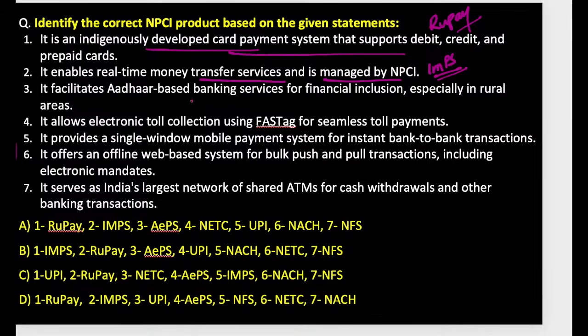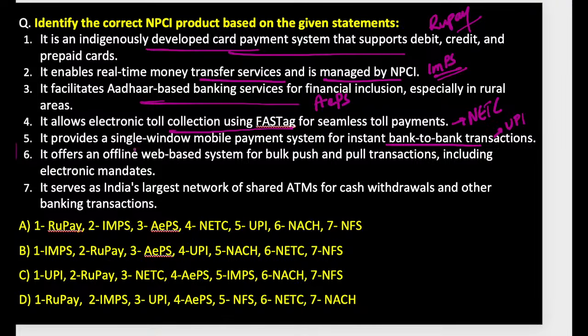It facilitates Aadhaar-based banking services for financial inclusion. So that is the Aadhaar-enabled Payment System, AEPS. It allows electronic toll collection. So NETC, National Electronic Toll Collection, which works on an RFID system. It provides a single-window mobile payment system for instant bank-to-bank transfer. So this is one of the most famous ones, UPI, correct.